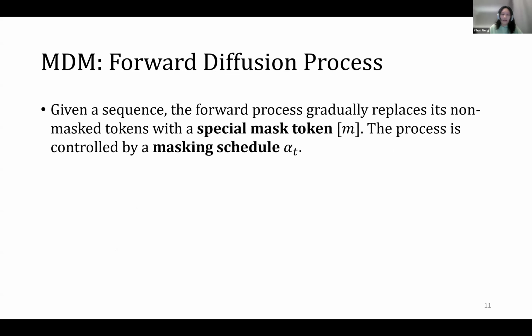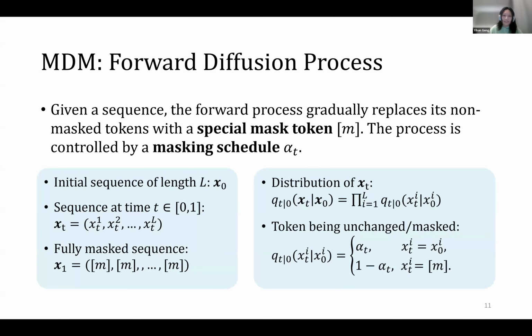As I mentioned earlier, given an input sequence, the forward diffusion process gradually replaces its non-masked tokens with the special mask token denoted as M. This process is controlled by a non-decreasing function alpha t, referred to as the masking schedule, where t represents time ranging from 0 to 1. To be more precise, let x_t denote the sequence at time t that consists of a mixture of original tokens and masked tokens. The initial sequence is denoted as x_0 and the fully masked one as x_1.